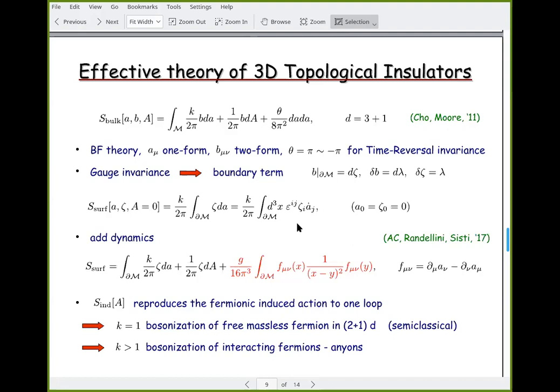the dynamics to these degrees of freedom. So the topological theory suggests some bosonic degrees of freedom at the boundary, which are two gauge fields. In this case, two matter gauge fields, which are zeta and a, and then you have to invent some dynamics for it.